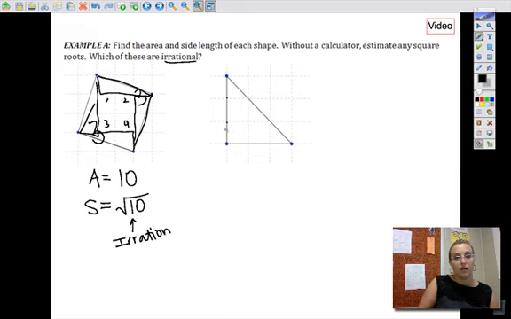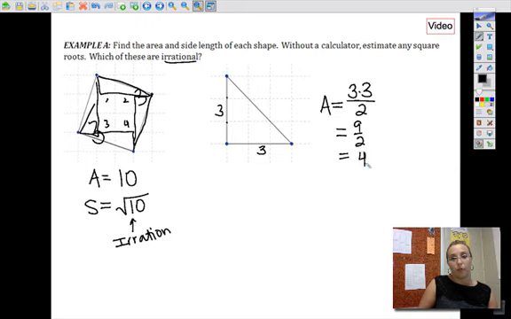Next one, side lengths, pretty easy. 1, 2, 3. 1, 2, 3. And the area of a triangle is base times height divided by 2. So 3 times 3 divided by 2. So 9 divided by 2, that means my area is 4.5 square units. And the last thing I need to do is find this side length.